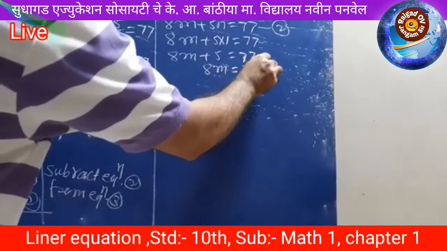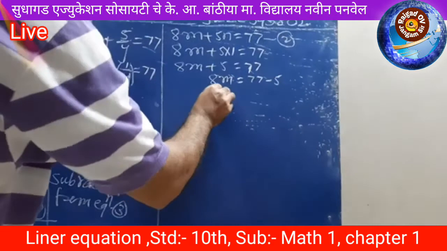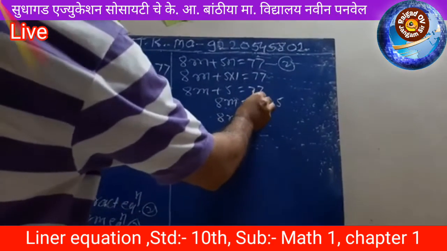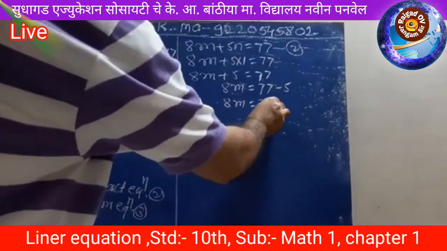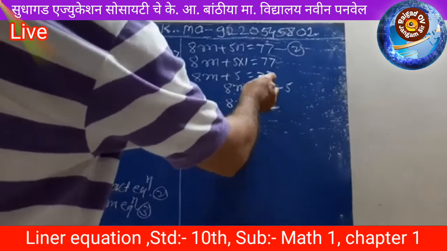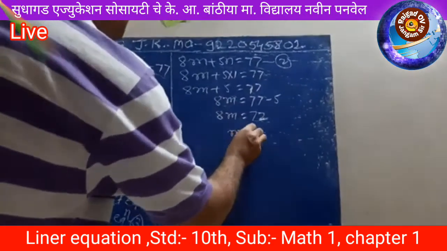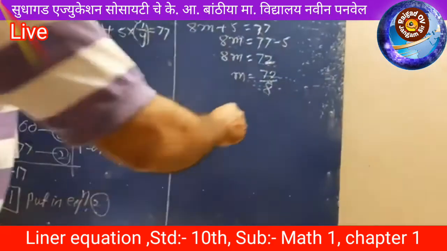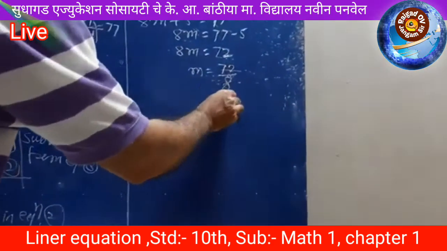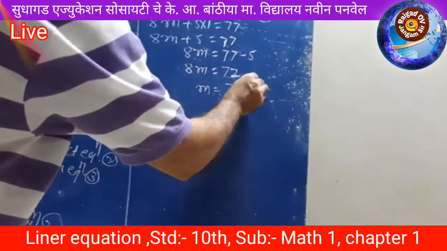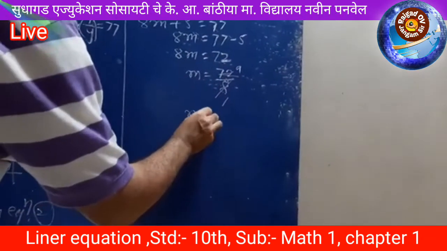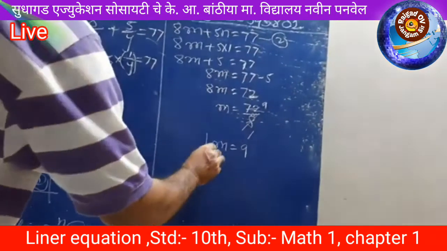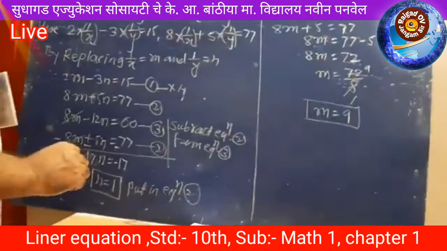8m is equal to 77 minus 5. 8m is equal to 72. 7 minus 5 is 2, 7 as it is. m is equal to 72 upon 8. 8 ones are 8. 8 nines are 72. Means m is equal to 9.